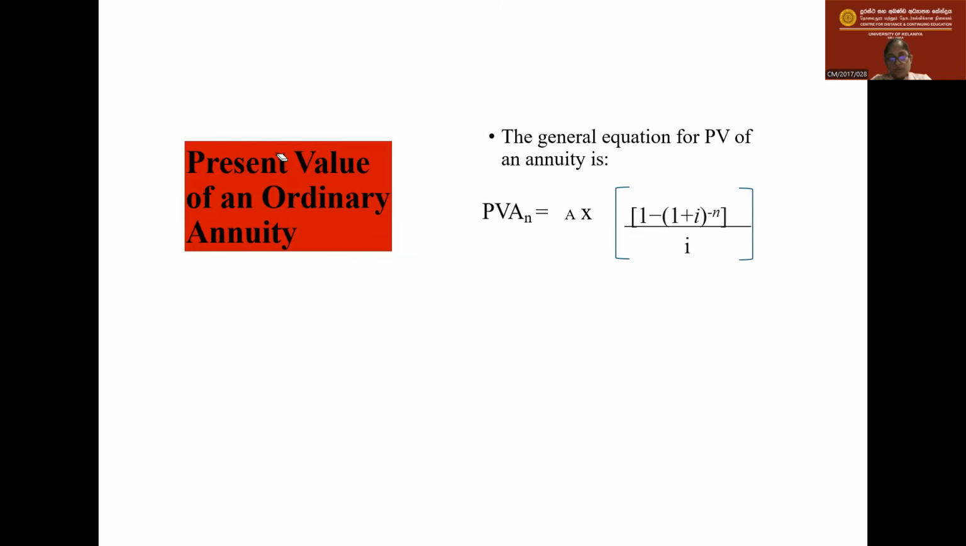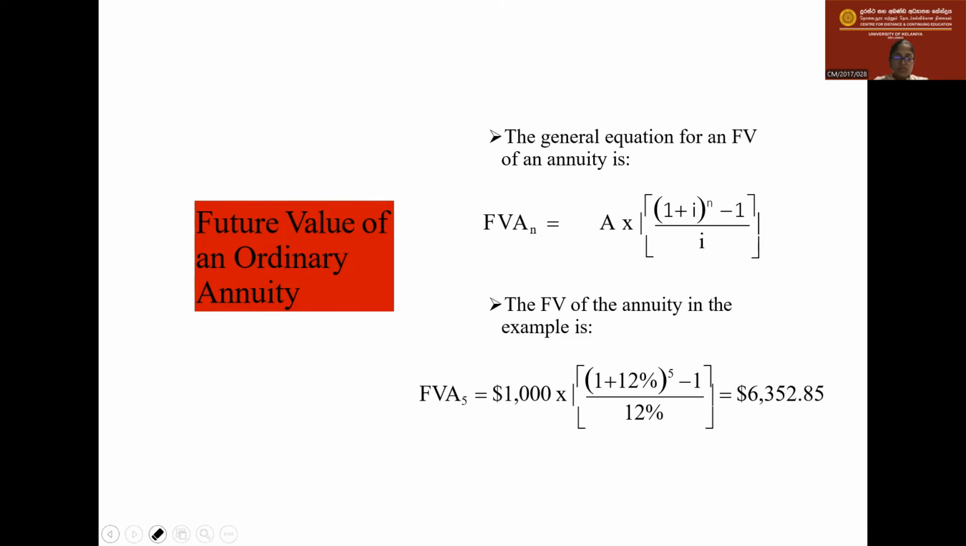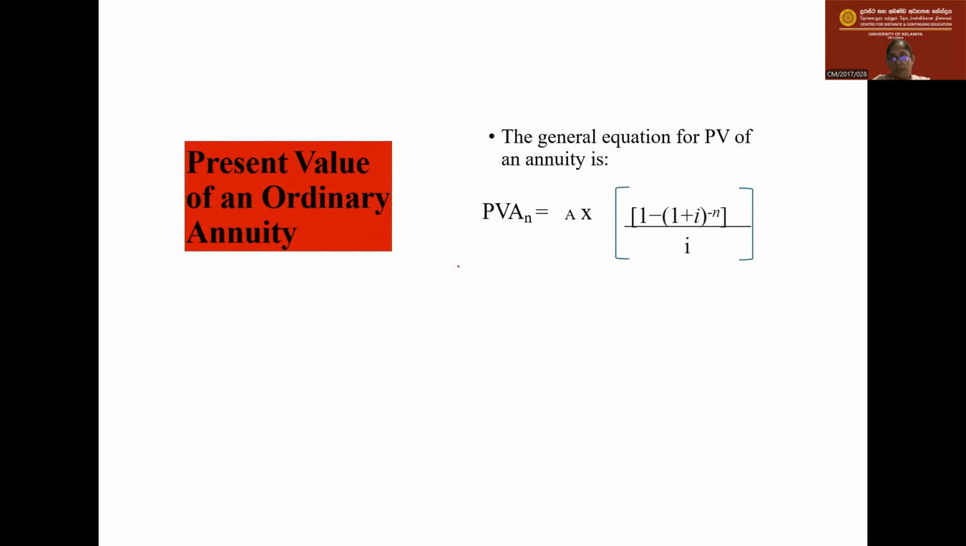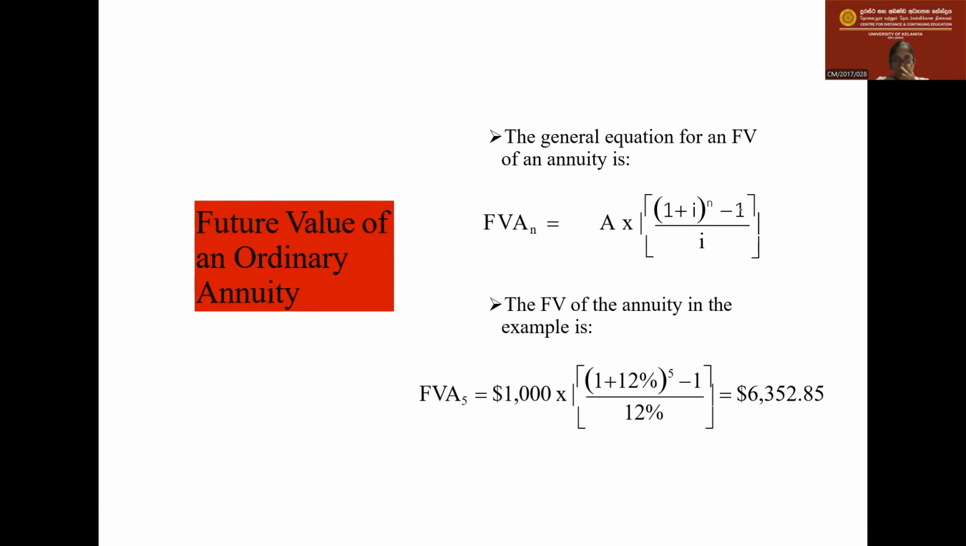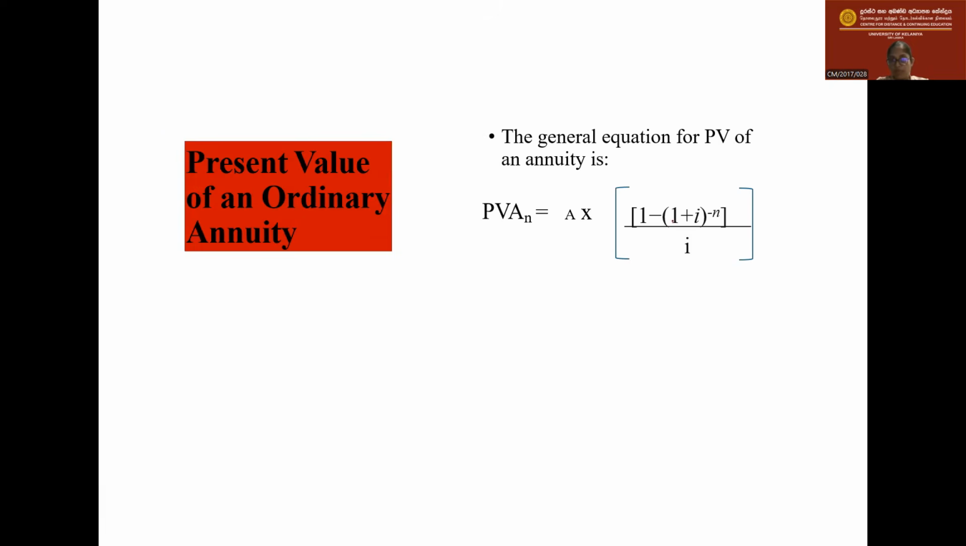Likewise, it's very easy. Then the opposite of that, the present value of an ordinary annuity. We are still in the ordinary annuity. In the future value case, what we did was A multiplied by 1 plus i to the power of n, minus 1, divided by i. But for the present value the arrangement is different. The minus 1 comes to the front: 1 minus 1 plus i, with the exponent becoming negative, minus n, divided by i.